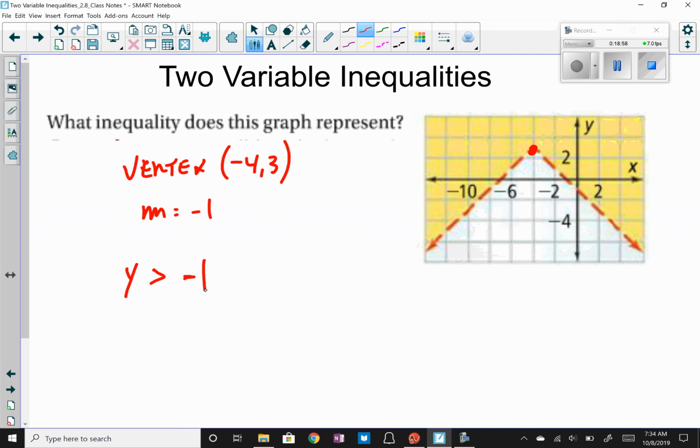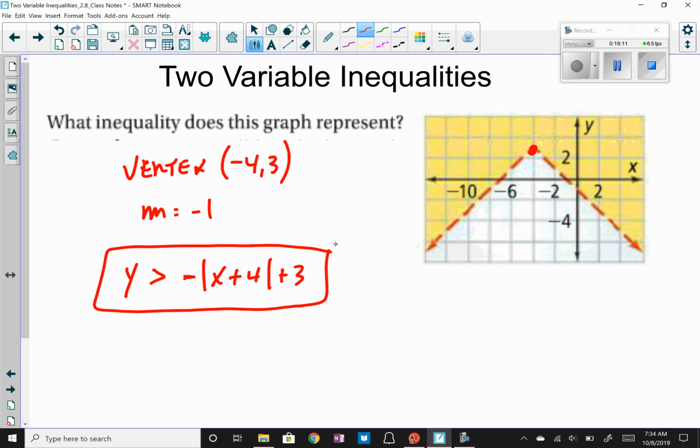So we have, since it's a negative 4, 3 vertex, it's going to be x plus 4, right, which would be the same as x minus negative 4, plus 3. So here's our inequality for that graph.